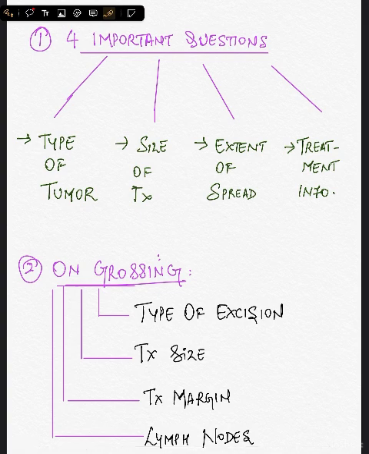So, before understanding how to report the breast carcinoma specimen findings using the CAP protocol, we have to answer four important questions. First of all, what is the type of tumor that is being seen in the breast carcinoma specimen? Secondly, what is the size of the tumor? Thirdly, what is the extent of the spread of the tumor? That is, which quadrant has it extended to, and does it involve the nodes also, etc. And we should also know the treatment information.